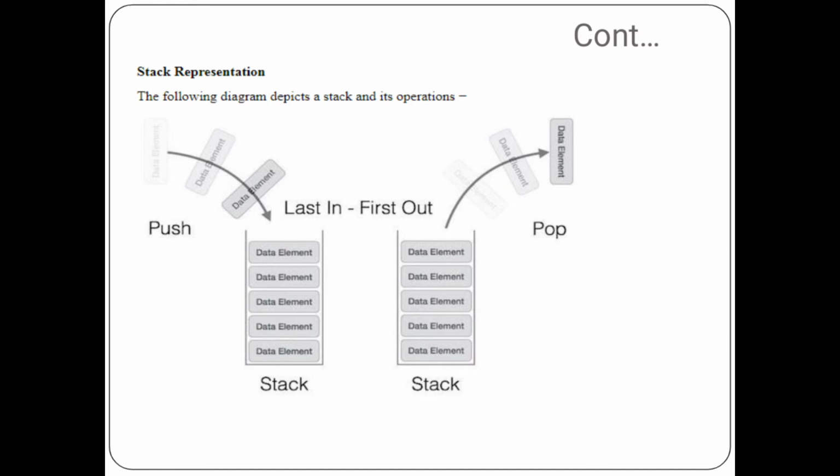Coming to the stack representation, it is shown in the diagram. Here we have the push and pop operations. Push is inserting an element into the stack. Pop means deleting an element from the stack. One by one, elements are pushed into the stack until the stack is full, and after that one by one the elements are popped from the stack. So this is a stack representation, and push and pop operations are used in the stack.